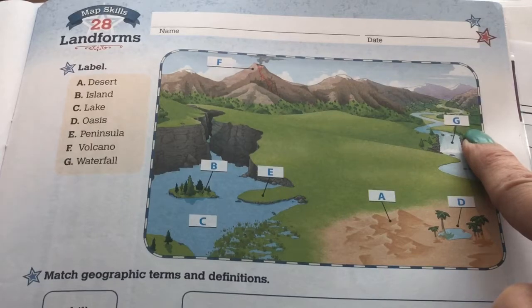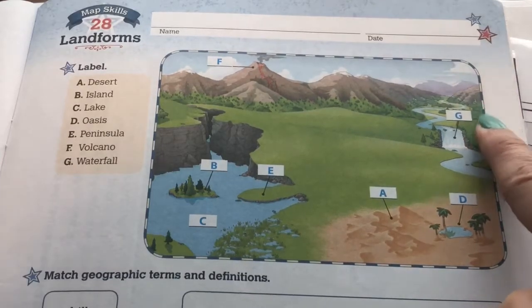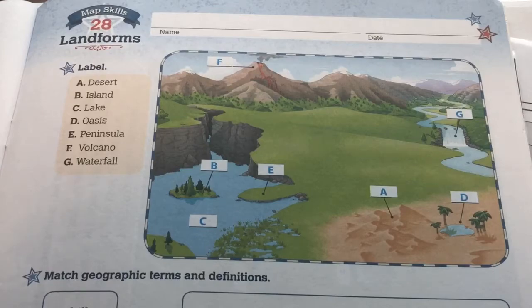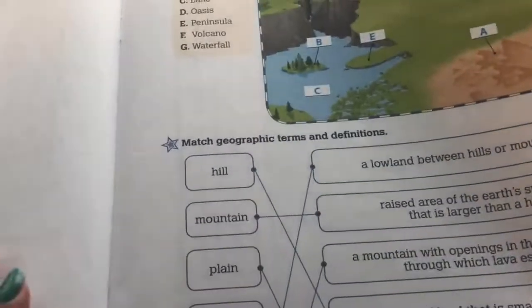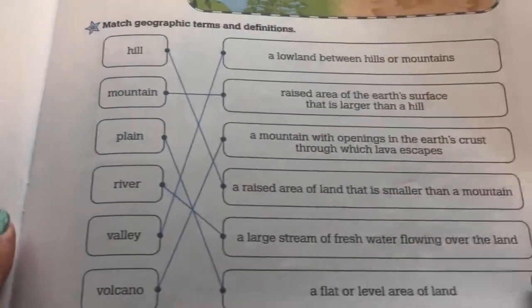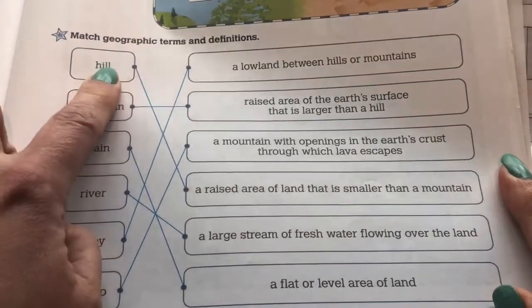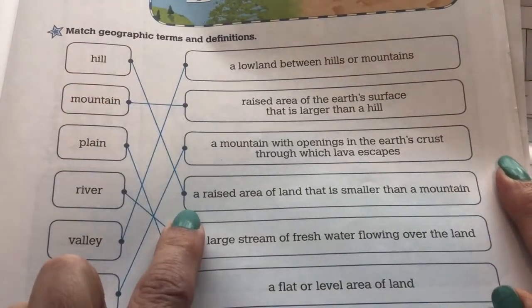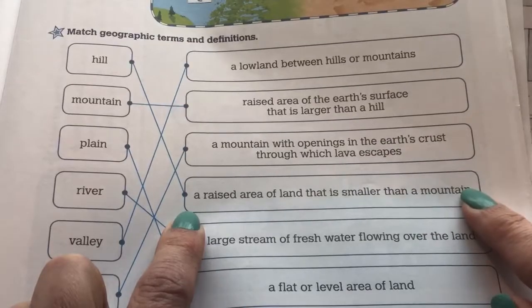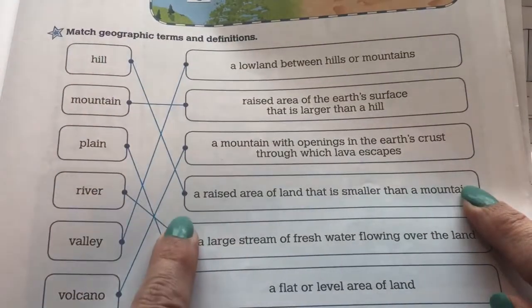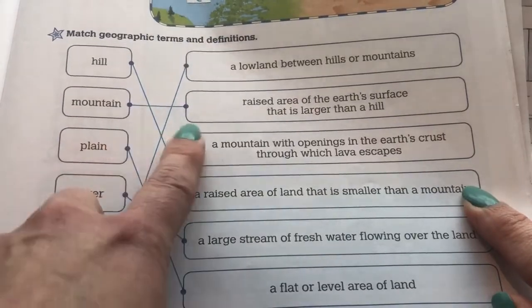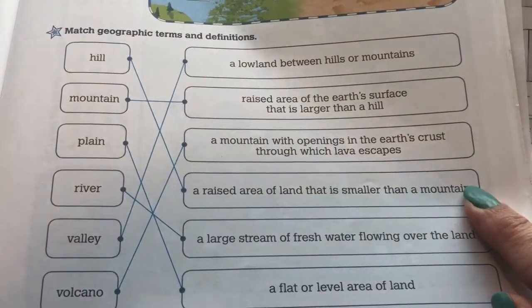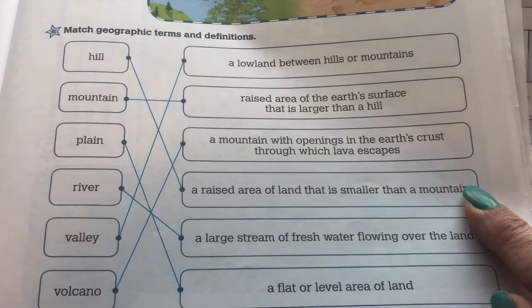So if you need to correct any of those, go ahead and change your answers now and fix it so you have the right answers. And let's do the matching down at the bottom. Let's see how you did. Okay. Hill. A hill is a raised area of land that is smaller than a mountain. So you should have matched the word hill to the fourth box. Mountain is the second box. Here it says the raised area of the Earth's surface that is larger than a hill.